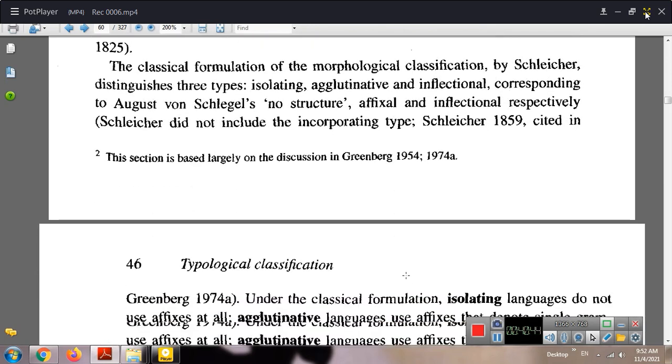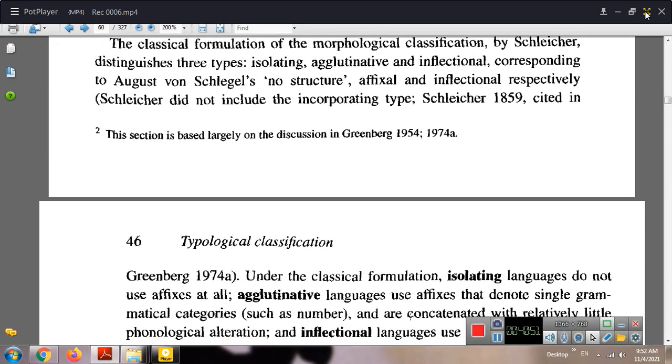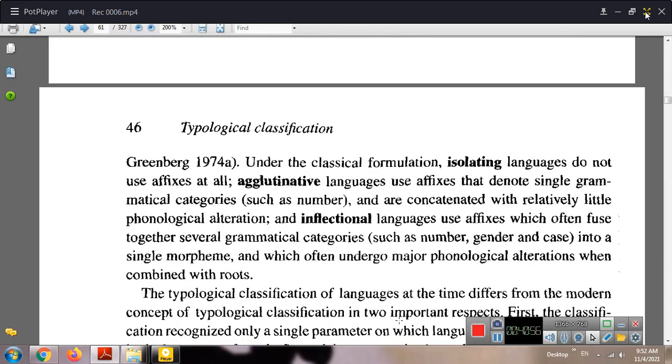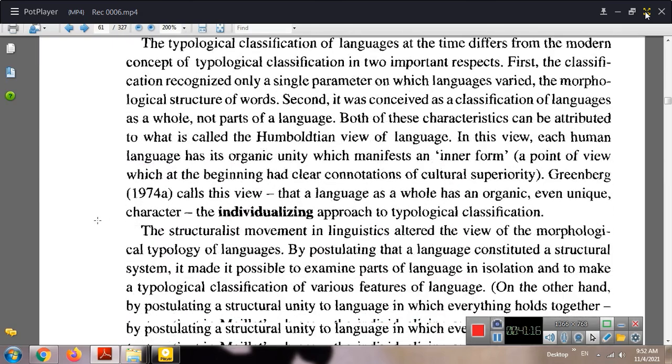After them we had another classification that Greenberg made, the types of morphological classification: isolating, agglutinative, and inflectional. And here you can see in this paragraph their definitions, which I told you are important. You should know the definition of them.